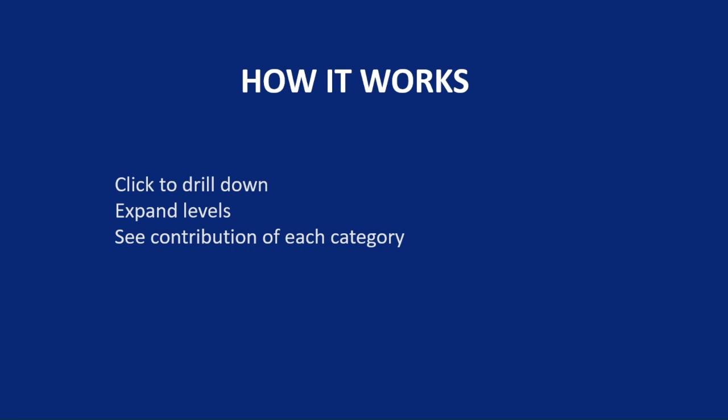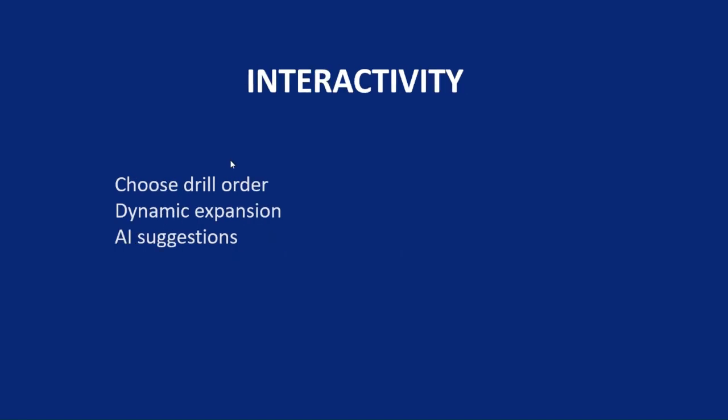So, how it works is that, now here's where it gets interesting. You can click on nodes to drill down into data, expand different levels, see how each category contributes, and each step gives you more detailed insights. One of the best things about this visual is its interactivity. You can choose the order of drill down, expand it dynamically, and even use AI suggestions to find the insights. So instead of guessing, Power BI helps guide you.